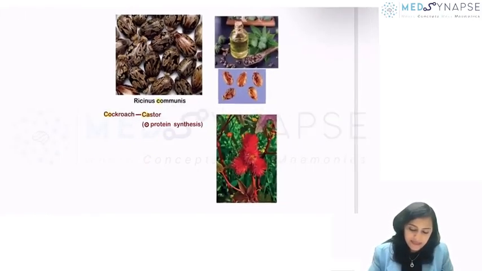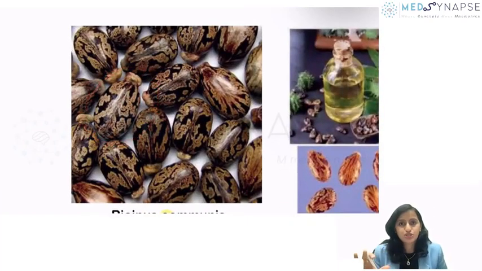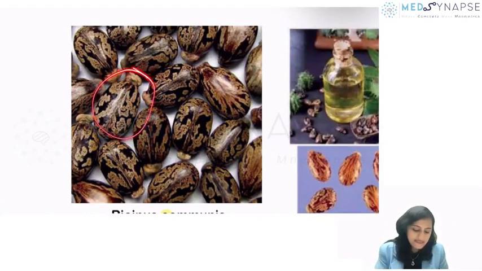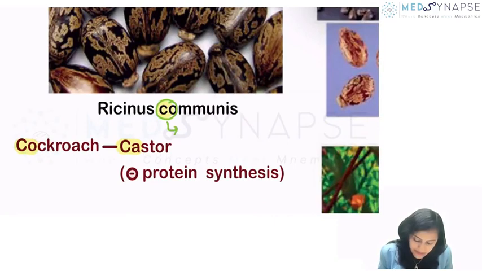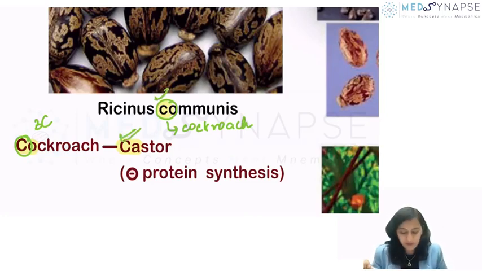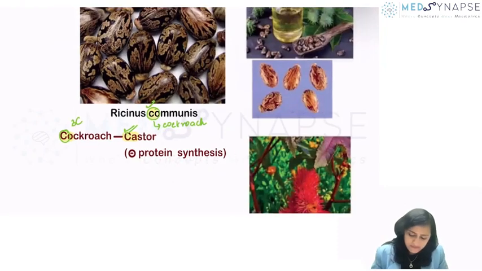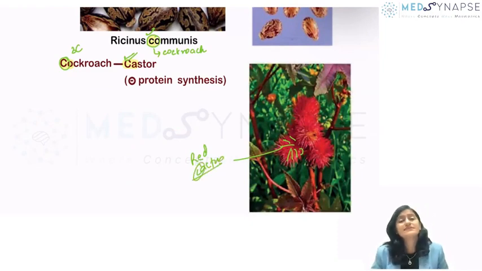Coming to next one, the next plant here. Can someone tell me what is this? The seeds look like cockroach. Cockroach जैसे seeds is Ricinus communis. So for Ricinus communis, remember communis, C-O-C-O, has cockroach-like seeds. And remember the 3 C's here. Cockroach-like seeds, communis has castor oil is what we get out of it. Castor oil. And the plant looks like a cactus. Right? Like a red cactus will be your Ricinus communis.